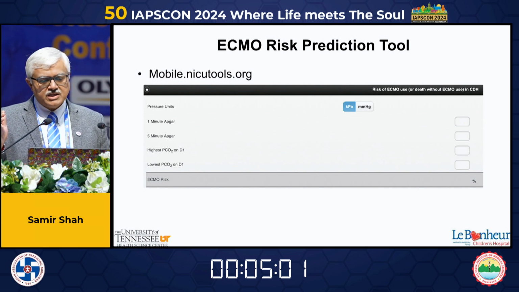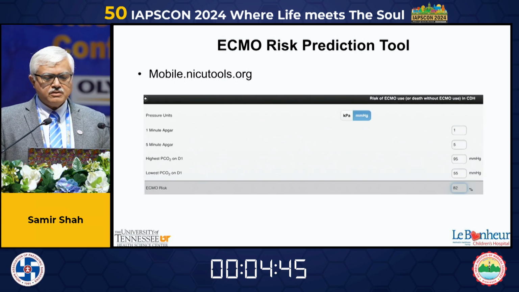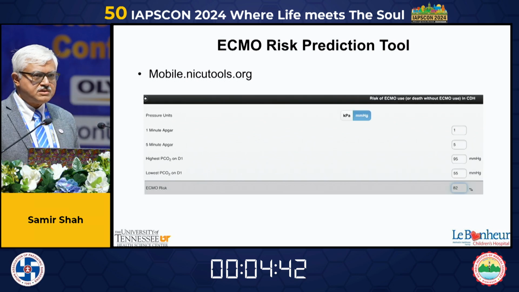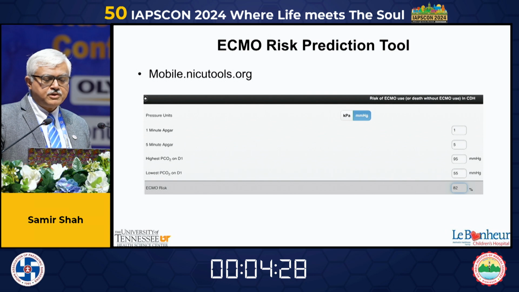This is a very nice tool that was developed at our center, known as mobile.nicutools.org, which includes the 1-minute APGAR, 5-minute APGAR, highest PCO2 on day 1 and lowest PCO2 on day 1. If you put these numbers together, just plug in these numbers, it gives you an 82% probability of having this patient go on ECMO. So when you have a baby that comes to your ICU, you can potentially predict in the first day the probability that a patient may actually require ECMO.